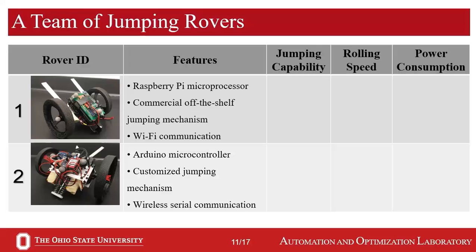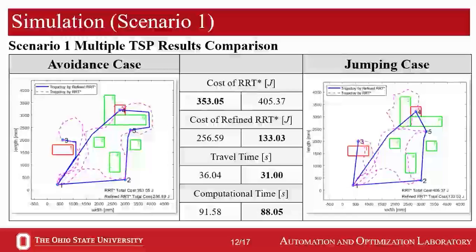Rover 1 was built with a lower rolling speed and a higher jumping capability that requires greater power consumption to jump on top of an obstacle that has a higher elevation. On the contrary, Rover 2 was designed for improved endurance and maneuverability, hence Rover 2 has a higher rolling speed, lower power consumption, and lower jumping capability. Based on the power consumption characteristics of each rover, we simulated two cases. One is to avoid every obstacle and the other is to jump over all obstacles that lie on the trajectory.